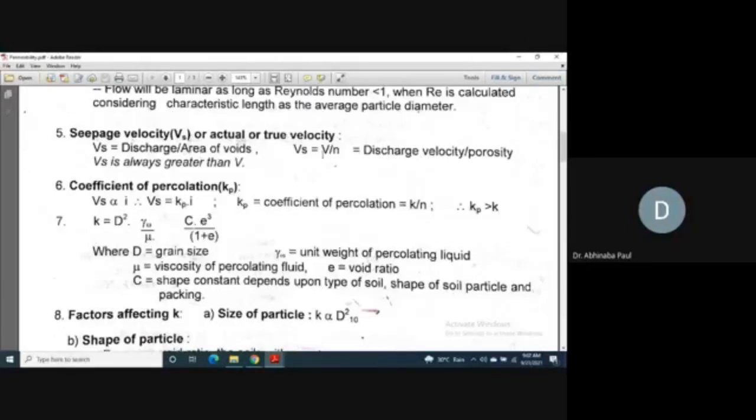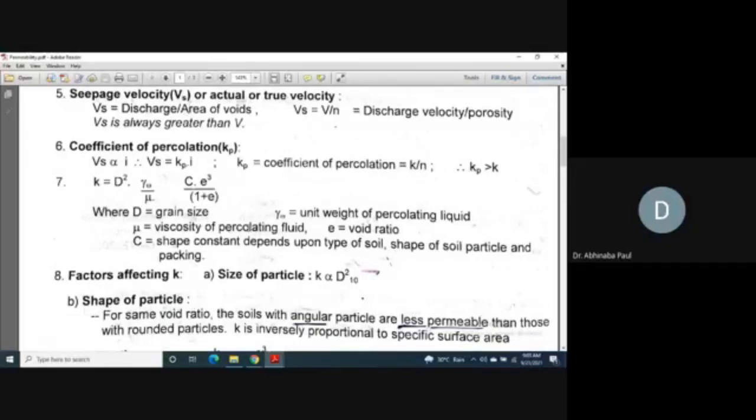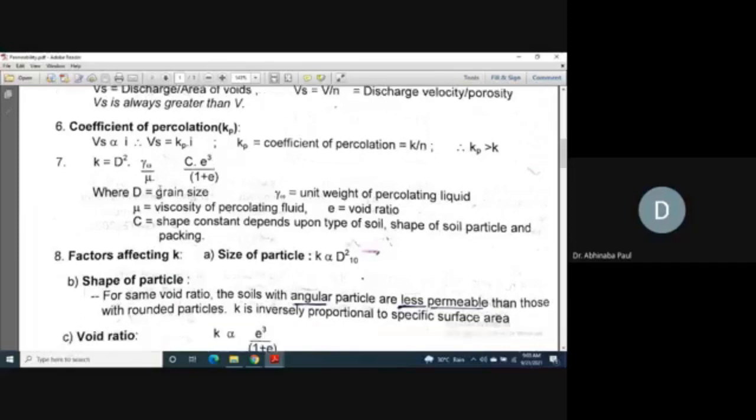Now seepage velocity and discharge velocity. There is a relation: seepage velocity is equal to discharge velocity divided by porosity. You can remember this, and remember that seepage velocity is always greater than the discharge velocity. Now coefficient of percolation, you can see these things.